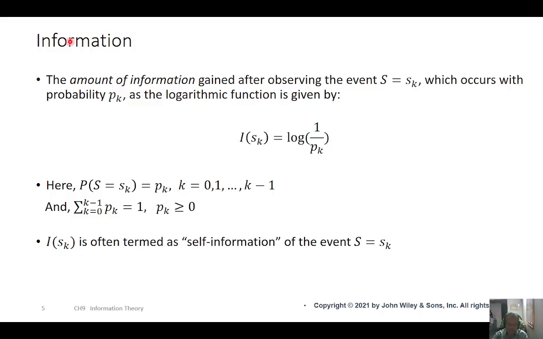The definition of information is given by this particular formula. You have one particular event which is observed by S equal to Sk, and that particular event S equal to Sk has the probability of Pk. Then the information in that message Sk is given by log 1 upon Pk, where in general k will vary from 0 to K minus 1. And definitely if you take the summation of all the probabilities, that sum should be equal to 1. This I of Sk, we call it self-information for the event S equal to Sk.